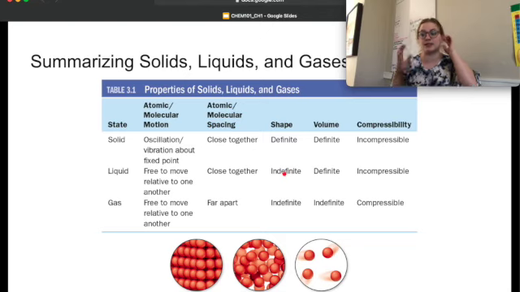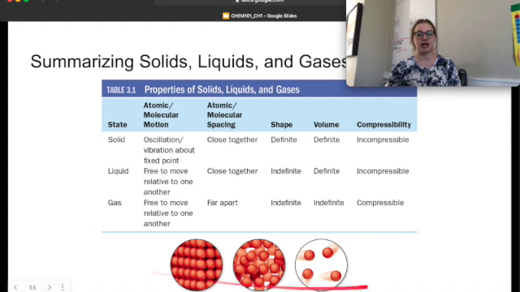So again, this is just a summary slide. If you want to go back and talk about all of the different features of solids, liquids, and gases, I've got comparable pictures down here for you too.